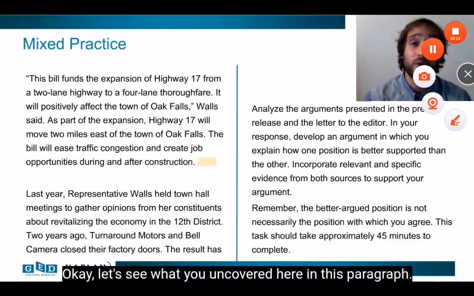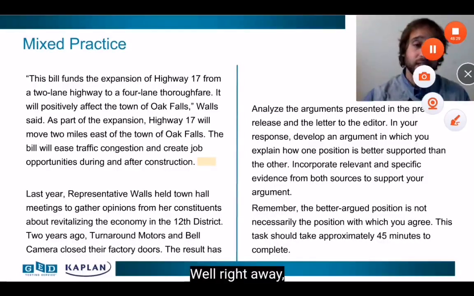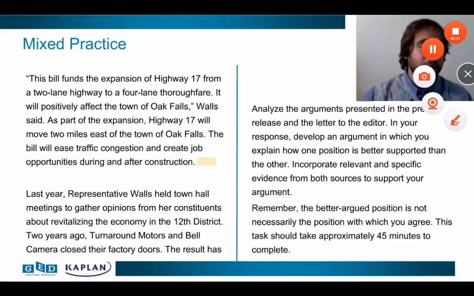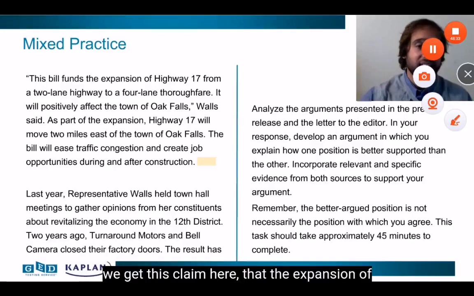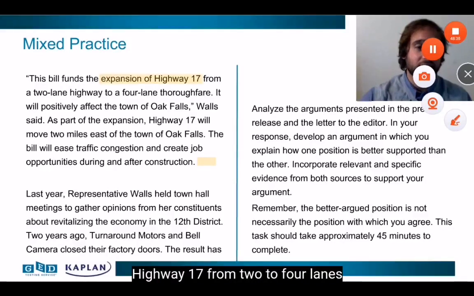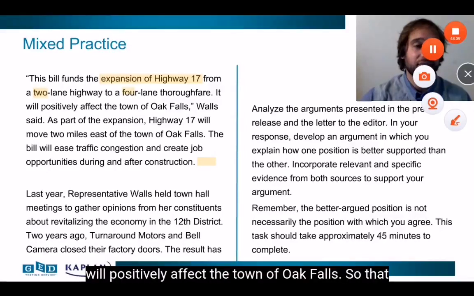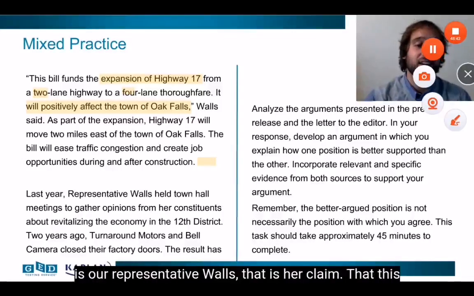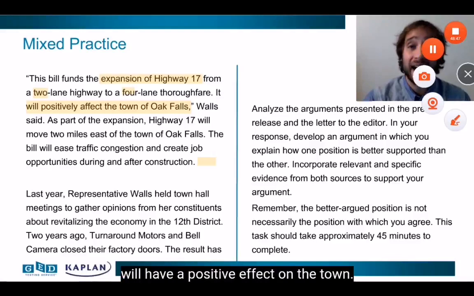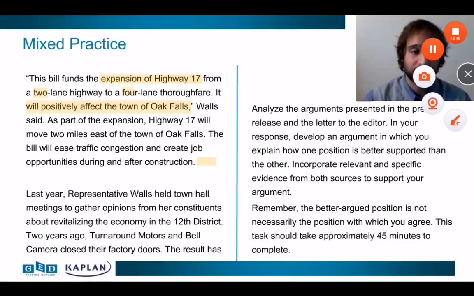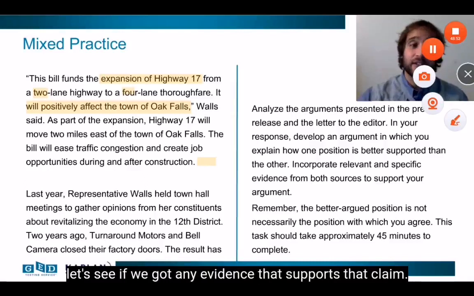Okay, let's see what you uncovered here in this paragraph. Well, right away, we get this claim here that the expansion of Highway 17 from 2 to 4 lanes will positively affect the town of Oak Falls. So that is our Representative Walls. That is her claim. This will have a positive effect on the town. Okay. Let's see if we got any evidence that supports that claim.